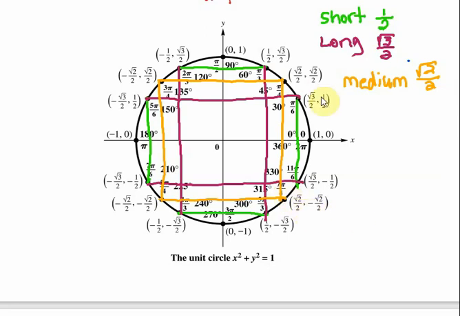So cosine is my x value. Cosine is going to be positive square root of 2 over 2. And then sine is negative. It's negative square root of 2 over 2.